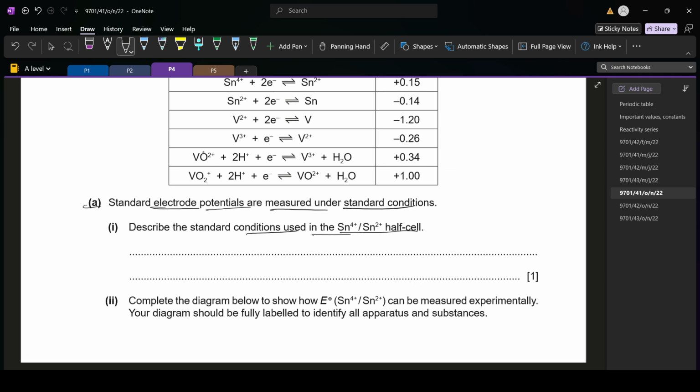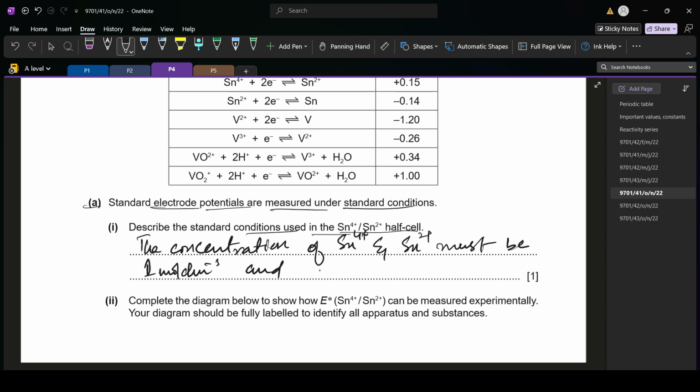So the concentration of these ions of tin, tin 4 plus and tin 2 plus, must be 1 mole per dm cube, and the temperature 298 Kelvin. Okay, this is the room temperature.